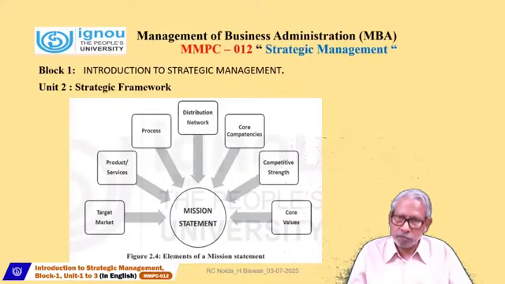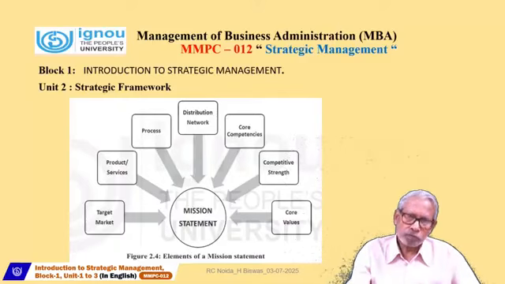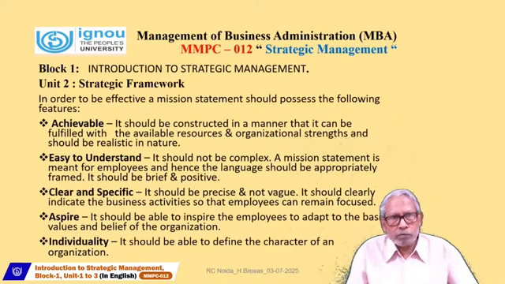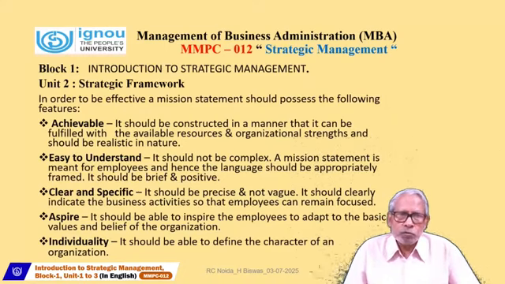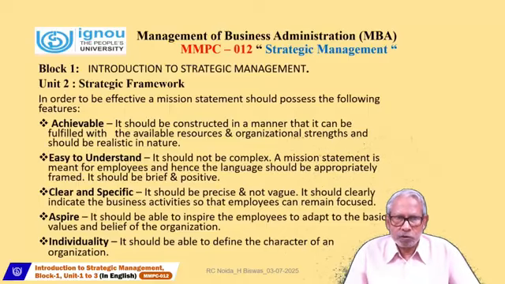Competitive strengths, then core values. These are all part of your mission statement, as elements of the mission statement. Now, in order to be an effective mission, the process should have some features. What are the features? It should be achievable. As I said, the strategy should be achievable. Easy to understand, so people can understand the things very seamlessly, and brief and positive.